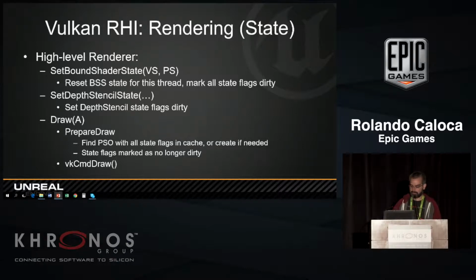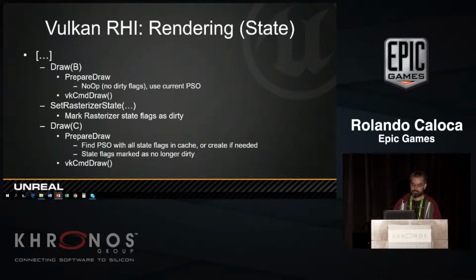Then we call vkCmdDraw. Then the next draw call comes. There's nothing changed in between, so prepare draw sees that it's not dirty, and it doesn't do anything, pretty much. Then we call vkCmdDraw. Then we get the next state change, set rasterizer state, and we mark the flags there as dirty, and it's the same pattern again on the next draw call. We check prepare draw, try to find a PSO with those flag bits, or create one, mark them as not dirty anymore, and then call draw.